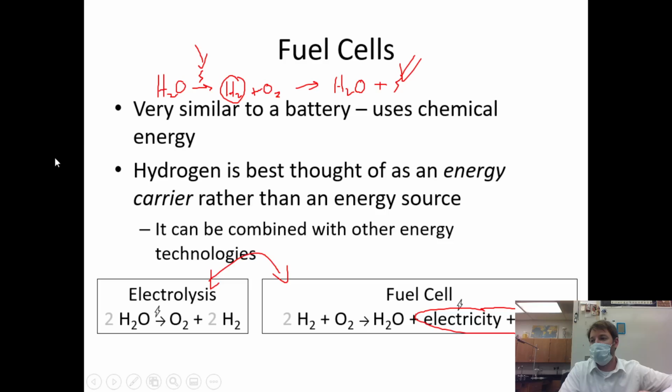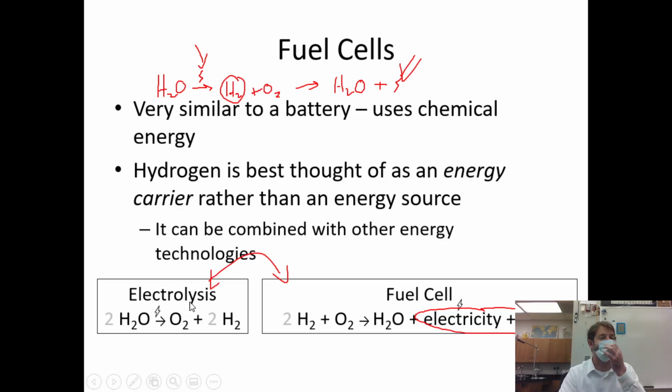So hydrogen is best thought of as an energy carrier rather than an energy source for that reason. It can be combined with other energy technologies. For instance, maybe we could have a windmill in a remote place, and that windmill produces electricity, and we could then use that electricity to do electrolysis to produce hydrogen.